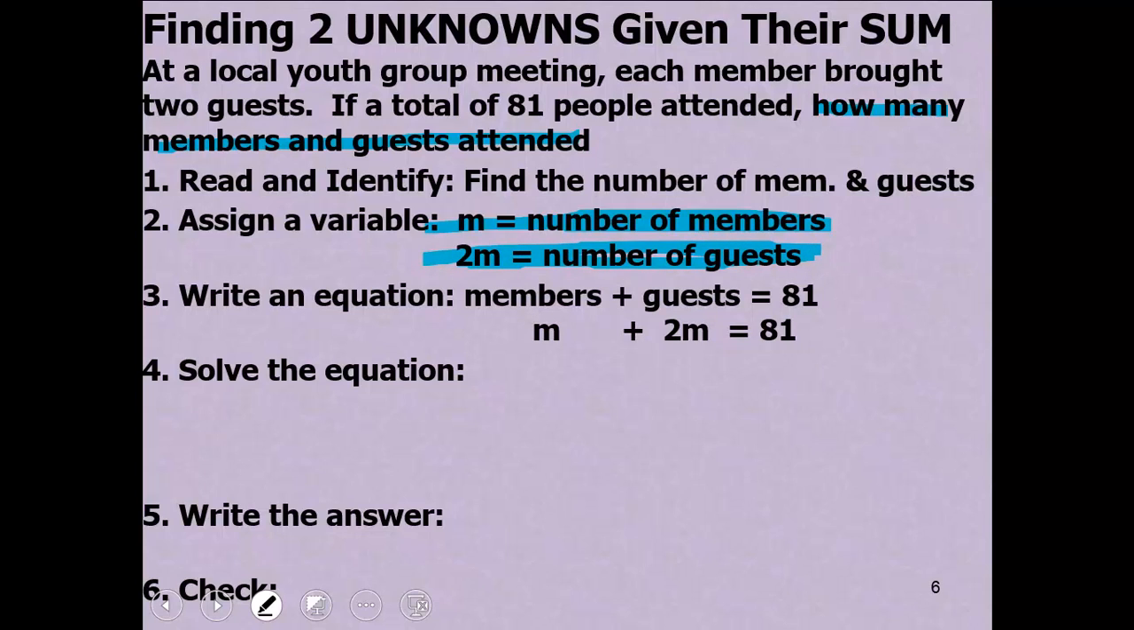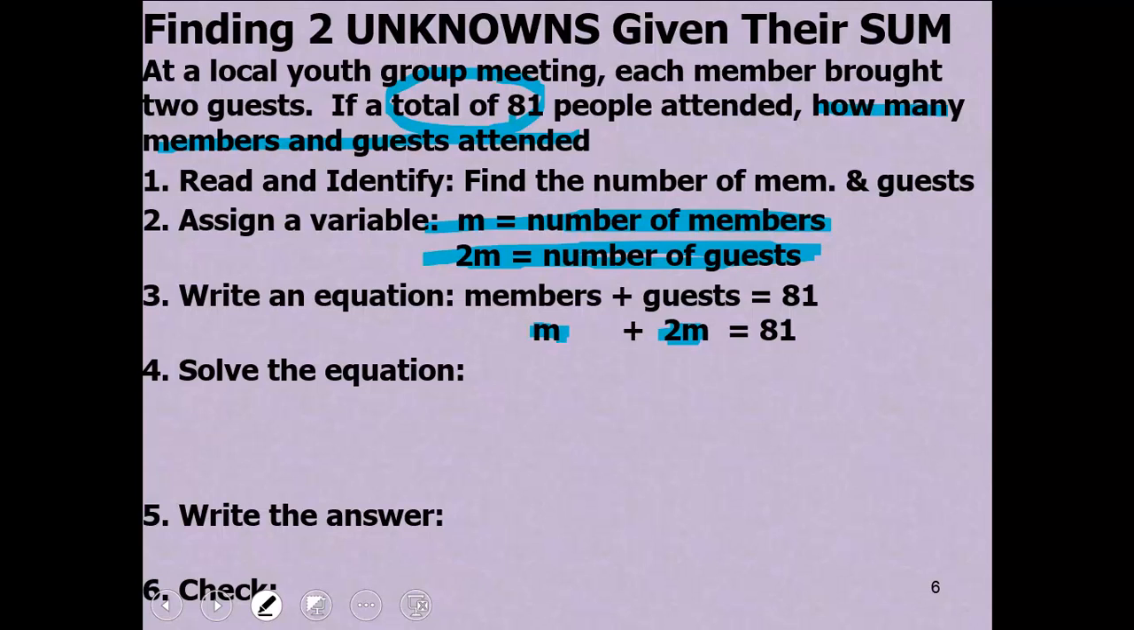So we're going to write an equation. Remember what we said, a total of 81 people. So that means members plus their guests have to equal 81. What did we call the members? M. What did we call the guests? 2M. When you add them together, what do they have to equal? 81. Now all we have to do is solve this equation. This is simple. Why don't you go ahead, punch through this, and come back and see if you got it right.